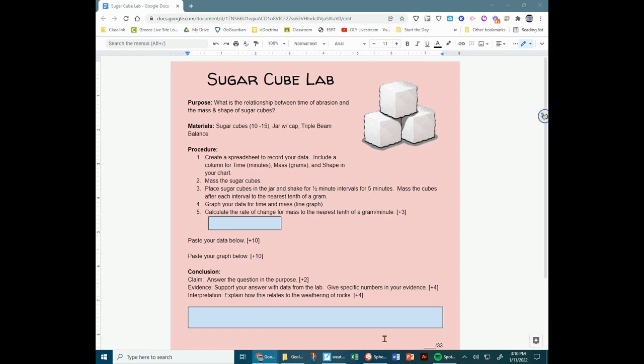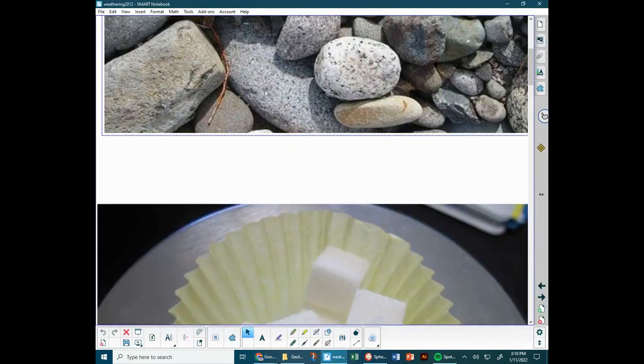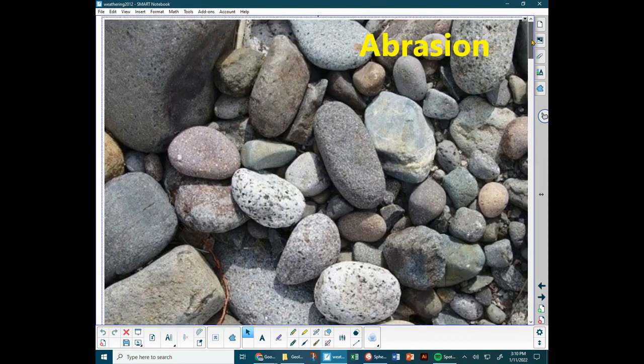If we wanted to abrade or knock edges off of rocks to make them rounder, it would take a very long time to do that. So here we could see some rocks that went through the process of abrasion, and the rounder the rock, the more it was abraded. Remember, abrasion means when rocks hit one another and they knock edges and corners off.